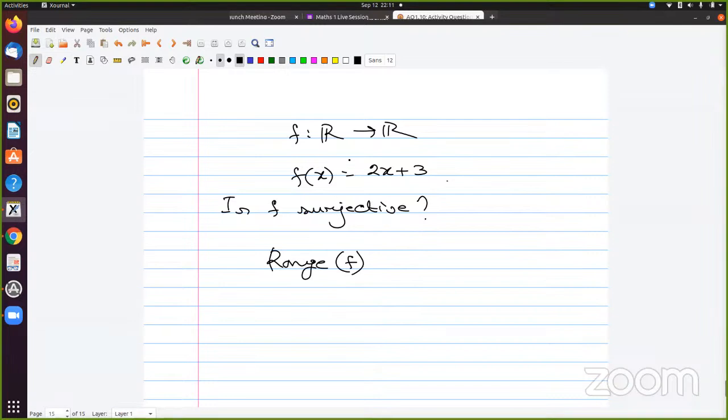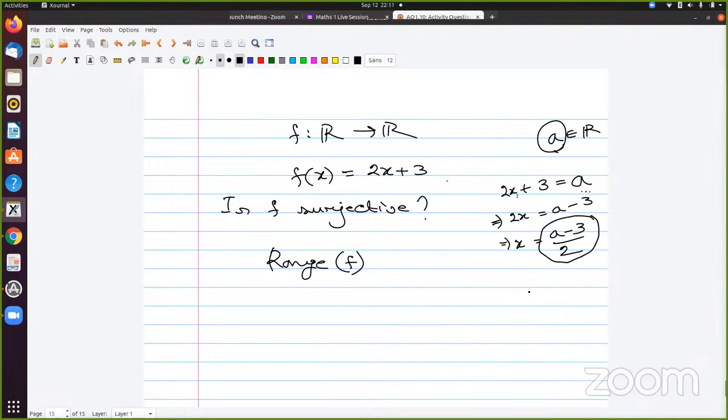Suppose I want a real number A, any real number I have chosen. What should be the input for that, if I want to get A as an output? Not 2A plus 3. I want A as an output. What should be my input? A minus 3 by 2. Exactly. If I give (A minus 3) by 2 as my input, then I will get A as an output, right? If I give this as my input, then what am I getting?